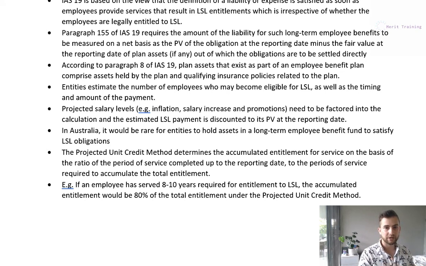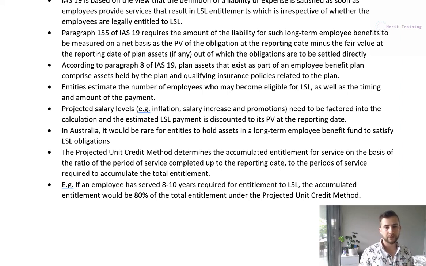So they're going to calculate, okay, what's the current salaries of each of our employees? What are we expecting to increase their salary by? Is it 3% a year for the next 10 years, right? Then we calculate the number of staff, like are we going to change the number of staff? Are we going to lose certain staff? And that calculates the liability.